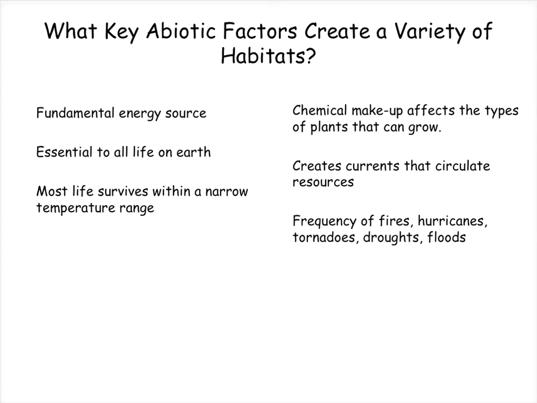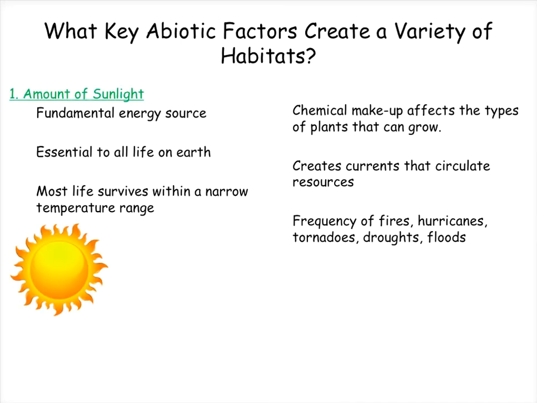Let's begin with the abiotic factors that, in various combination, create the wide variety of habitats that organisms can occupy on Earth. The first abiotic factor is the amount of sunlight that is available to the habitat. Since sunlight is the fundamental source of energy, the amount of sunlight has a direct effect on the number of producer organisms, like plants, that a habitat can support.